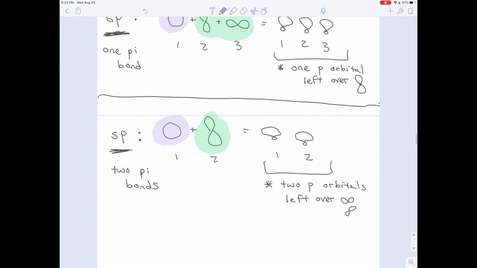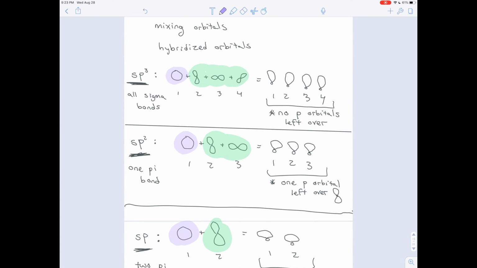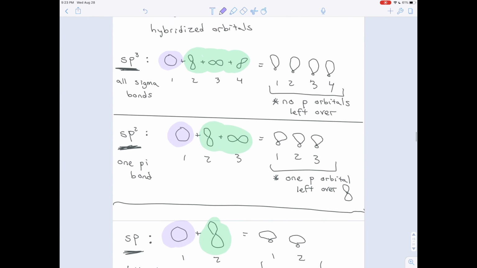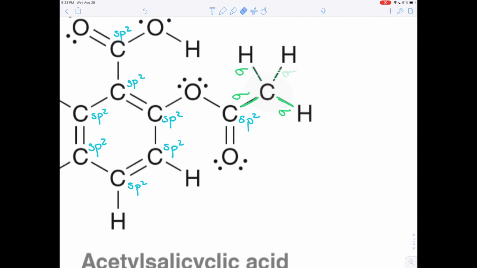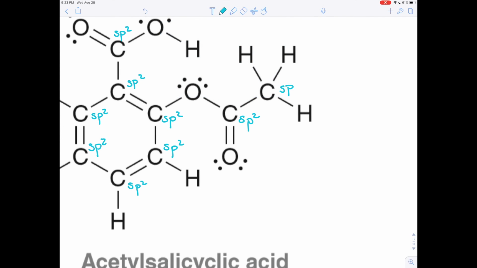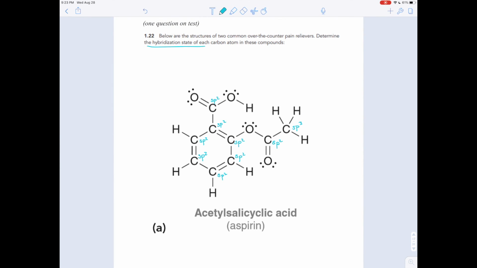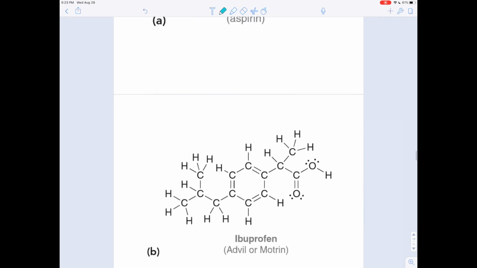Whoa, different case from the other ones. If you have all sigma bonds, then the carbon is going to be sp3 hybridized. If it's all sigma bonds, then you don't need any of these p orbitals to make pi bonds. So this carbon in the top right, the black sheep of the molecule, is going to be sp3 hybridized. And so that would be the hybridization state of each of the carbons in aspirin, or acetylsalicylic acid.